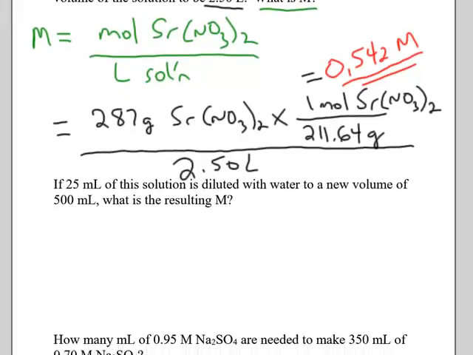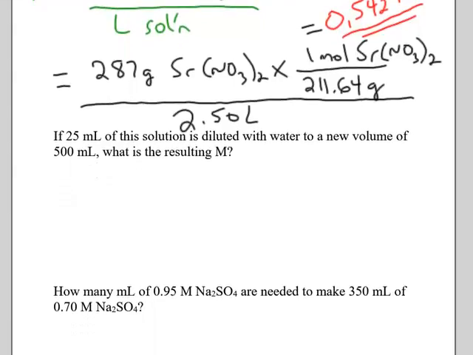Now that molarity will change if we, for example, dilute it with water. So now we take a certain volume of this 2.5 liters. We only take a sample of it, 25 milliliters. And then we add enough water so that the new volume is increased to 500 milliliters.